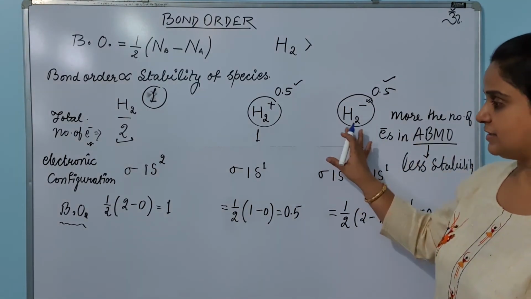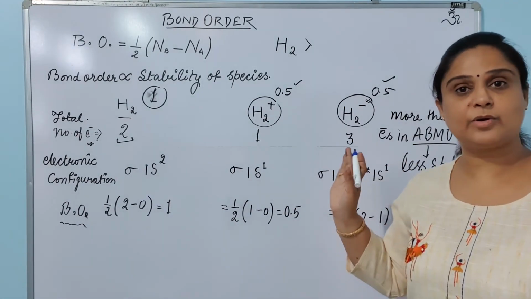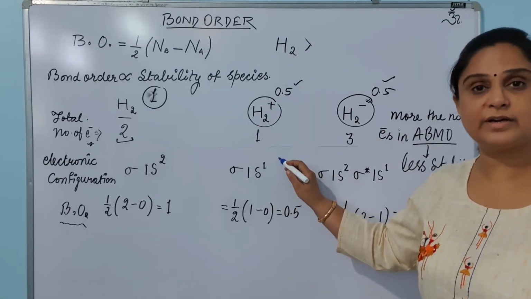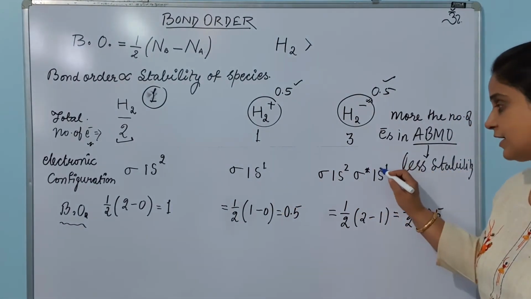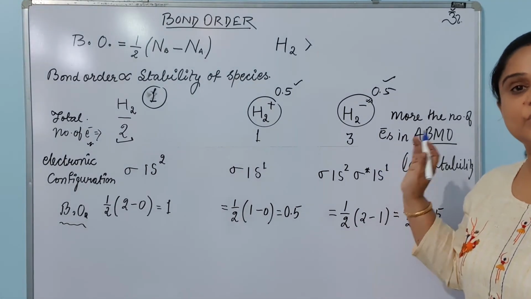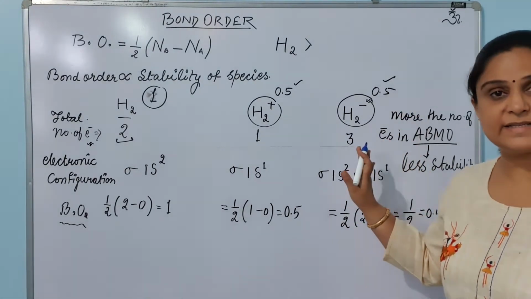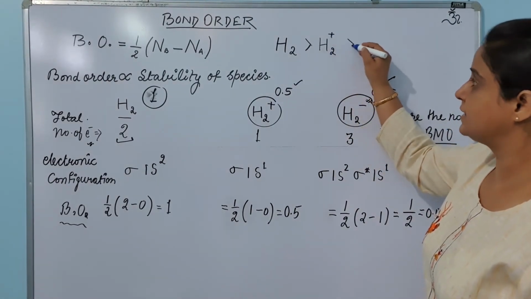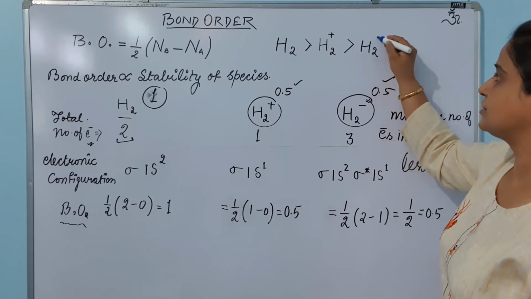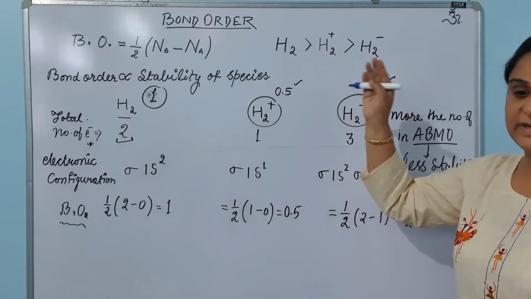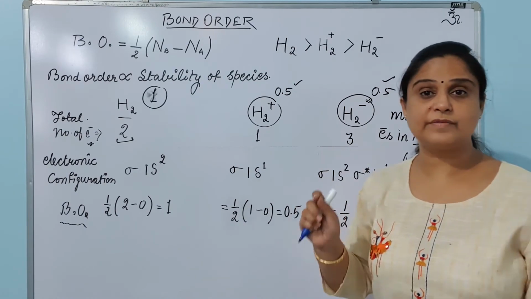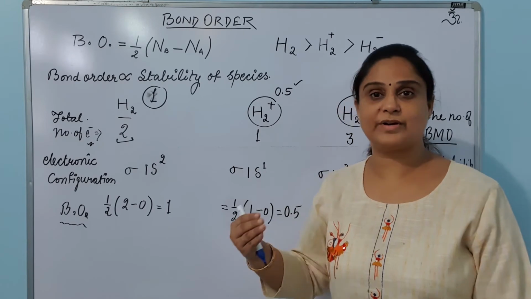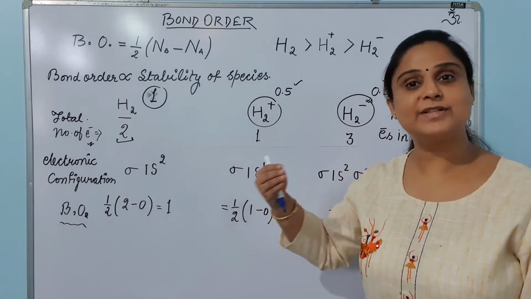So let's compare these 2 in terms of electrons in the anti-bonding molecular orbital. Here we can see there is no electron in the anti-bonding molecular orbital, and in this case there is 1 electron in the anti-bonding molecular orbital. So obviously this species will be less stable than the other one. So the order will be H2 plus, and then the least stable species will be H2 minus. This way you will arrange these species in order of their decreasing stability. Now I hope you can easily predict the stability order of various species using their bond orders.